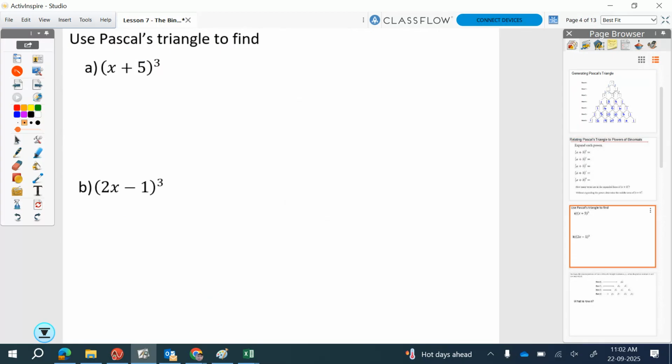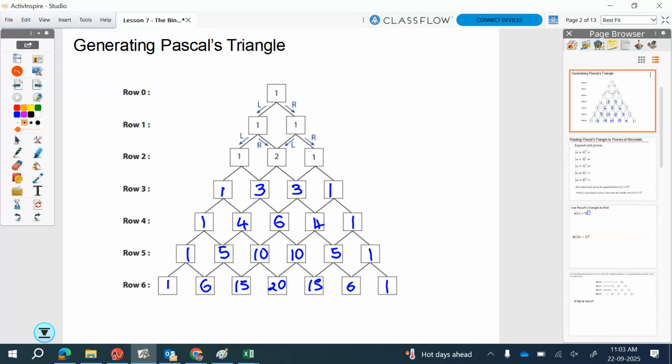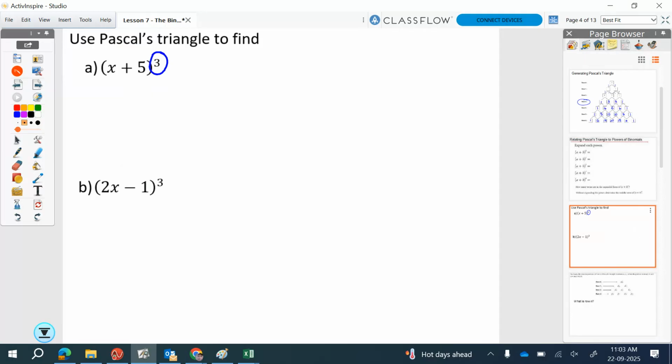So use Pascal's triangle to find this one. Let me show you how to do it. In this one, this is the 3rd row, we're going to the power of 3. So here in row 3, we're going to want these coefficients. Notice that the number of coefficients we get from Pascal's triangle is always 1 more than the degree. The degree here is 3, so we get 4 coefficients: 1, 3, 3, 1.